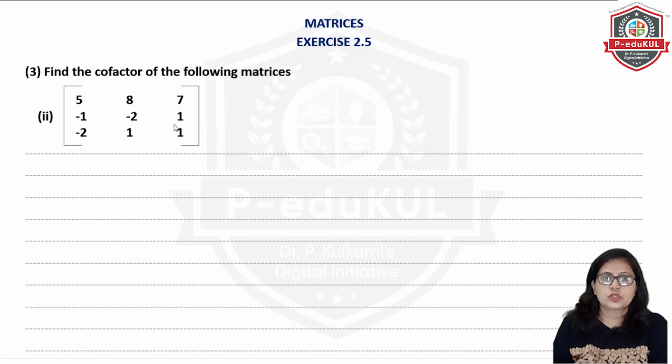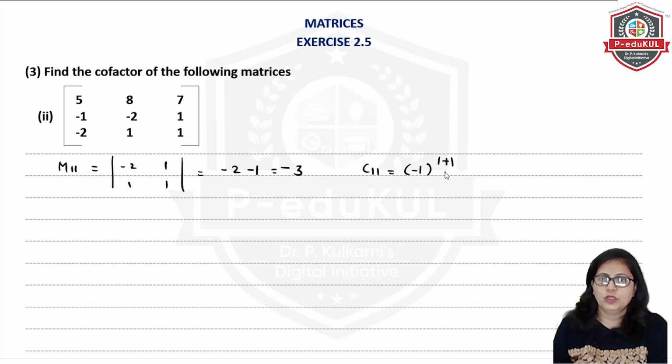5, 8, 7, minus 1, minus 2, minus 1. Now we will do the first minors. Okay. So first I'll find out the minor M11. Now how will I do it? I'll neglect this row and this column. So I'll get minus 2 minus 1, that is minus 3. Immediately I'll calculate here C11, minus 1 raised to 1 plus 1 into minus 3. So this will be minus 3.